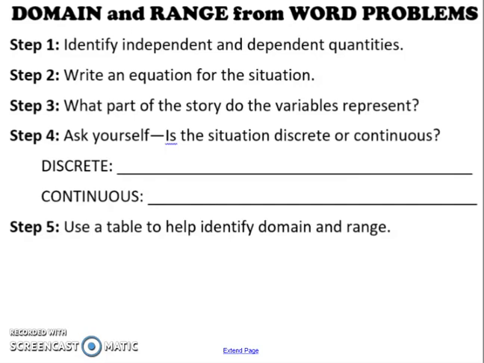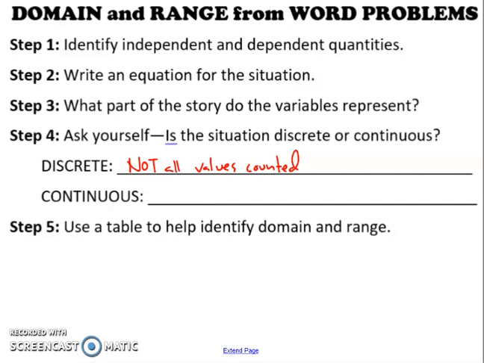Then we're going to ask ourselves, is this situation discrete or continuous? And you're like, I don't know, because I don't know these words, Miss Valente. That's okay. Discrete means not all values are counted. So not all values are counted. What does that mean, right? Lots of stuff. Okay, discrete. So not all values are counted.